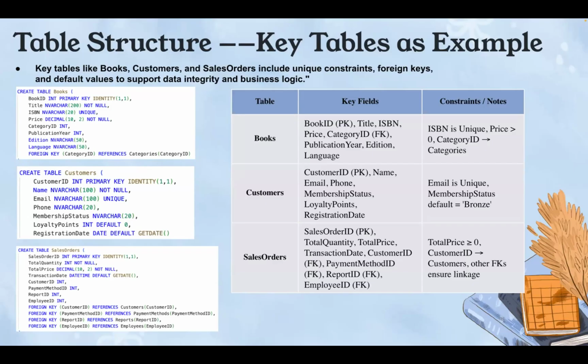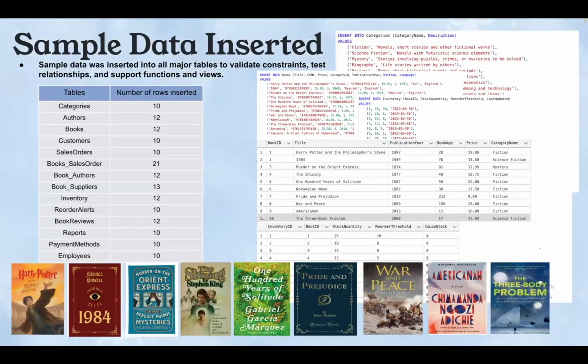Together, these tables form a well-connected system with foreign keys and constraints to ensure consistency and support the daily operation of the bookstore system. So, to make our design work with extra data, we inserted sample records into 4 major tables. For example, we added 12 books, 12 orders, 10 customers, along with 10 sales orders.